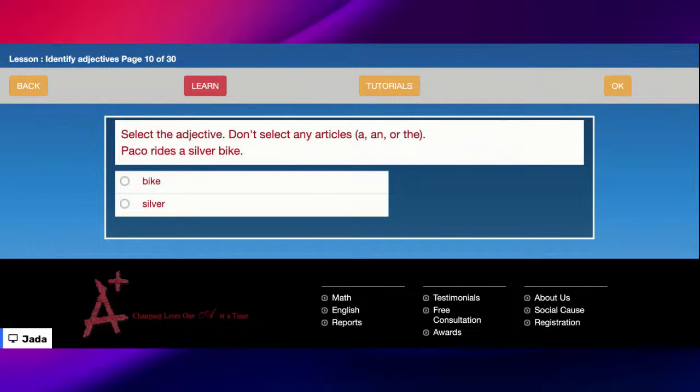Paco rides a silver bike. So is it bike or silver? Which one? It's okay, no problem. It's fine. Silver.